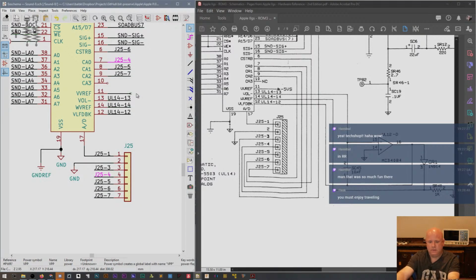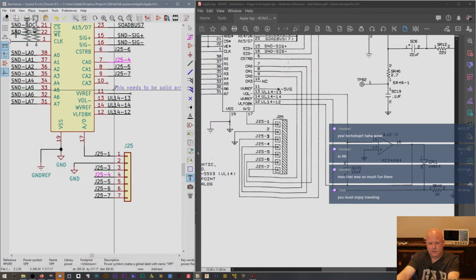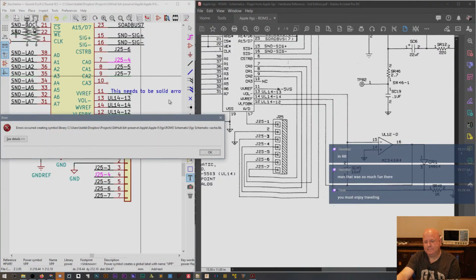Oh, you're driving me crazy. I don't feel like dealing with this right now. This needs to be solid arrow -5 VS. All right, solved. Okay.